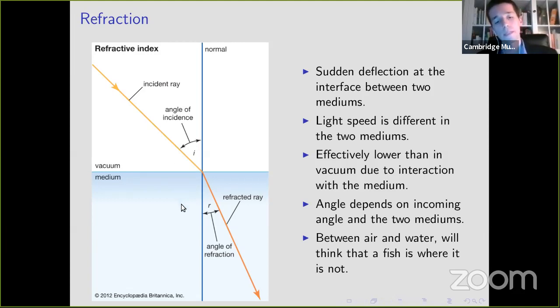Between air and water, this is perhaps a familiar case. We will think that a fish is where it is not, because if the fish is here, then the light goes up and gets refracted, deflected, and then if we were observing from here, we would think that the fish is over here, but it was really here. One also sees the sudden change when one puts a straw in a glass of water.